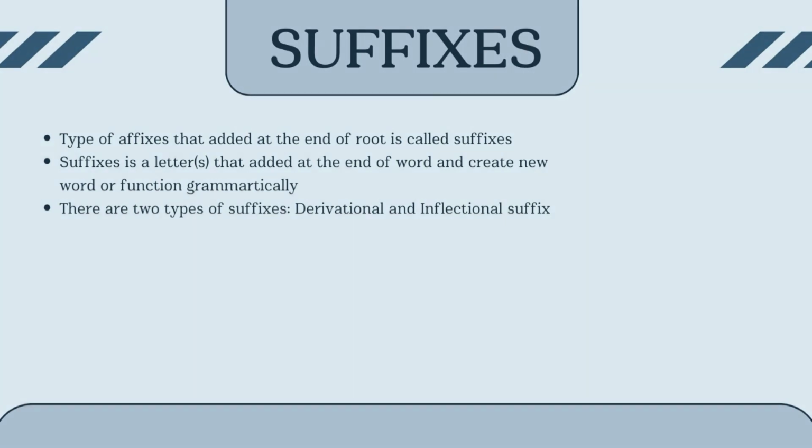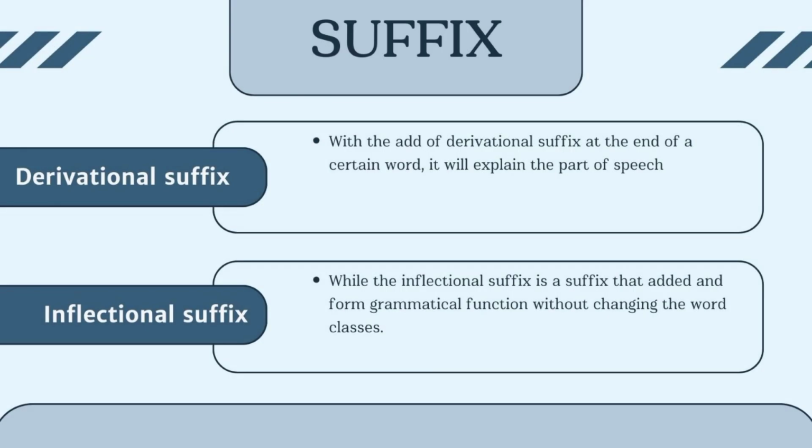Let's see. When the addition of a suffix at the end of a certain word determines the part of speech, it's called a derivational suffix. And if the addition of a suffix at the end of the word forms a grammatical function without changing the word class, it's called an inflectional suffix. So let's talk about the derivational suffix first.